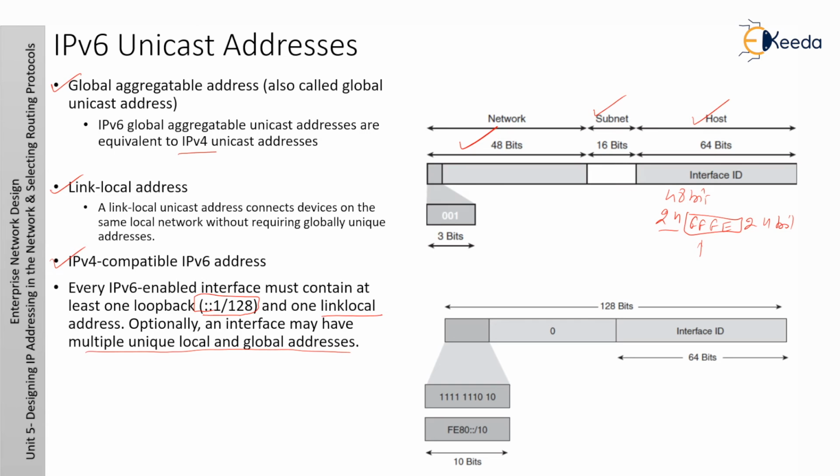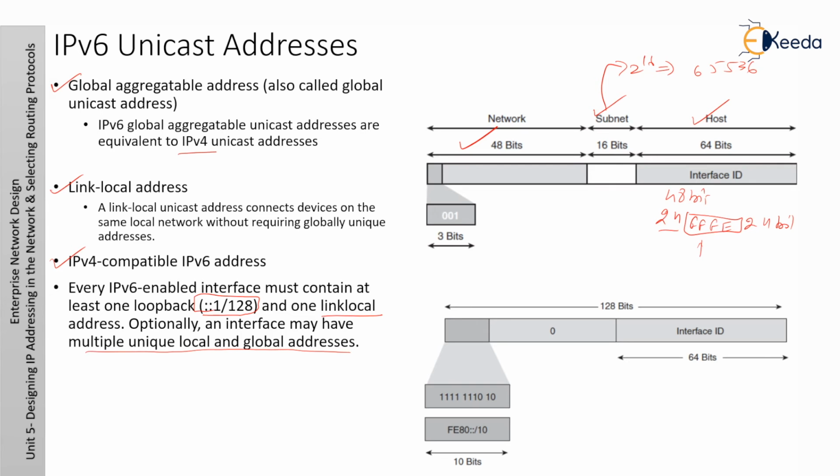The subnet ID can be used by an individual organization to create its own addressing hierarchy using subnets. The field allows an organization to use 2 to the power 16 subnets. That is the number, 65536 individual subnets.